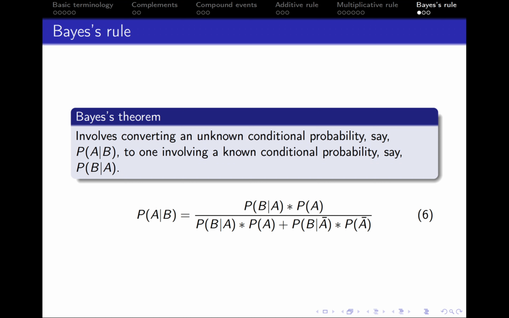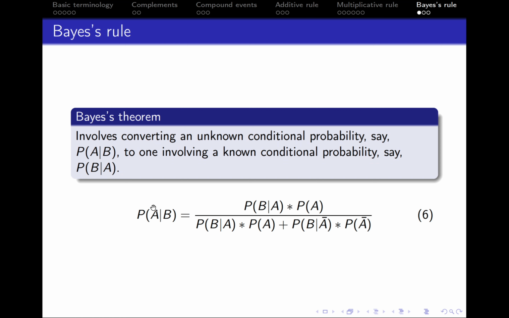And I'd like to finish this presentation with the last rule, the so-called Bayes rule. Bayes rule is based on the Bayes theorem, which involves converting an unknown conditional probability, say the probability of event A given that event B has happened, to one involving a known conditional probability, say the probability of event B given that event A has happened.